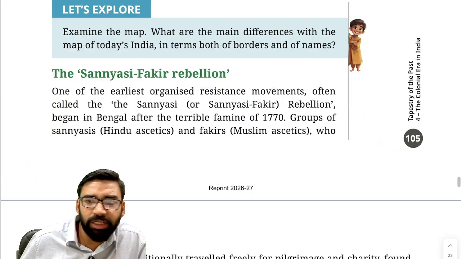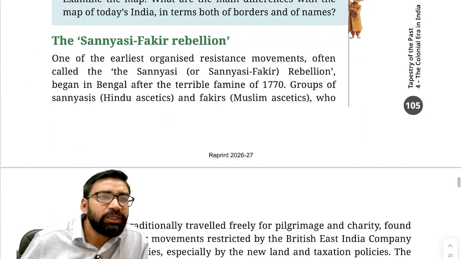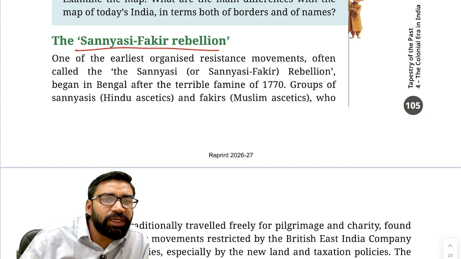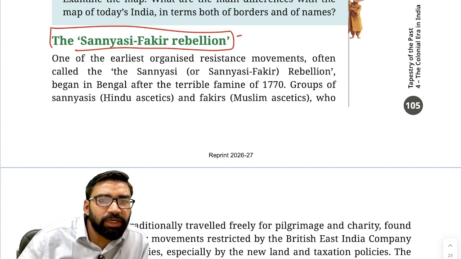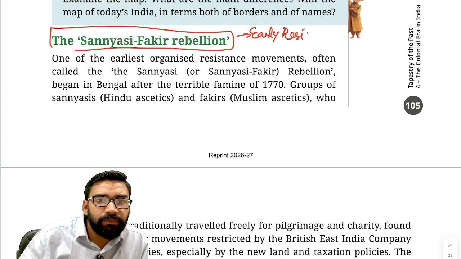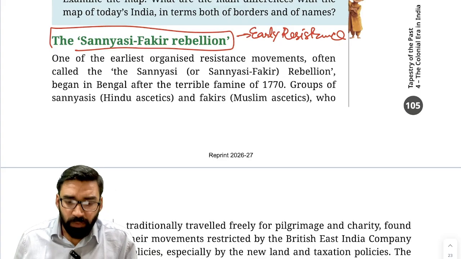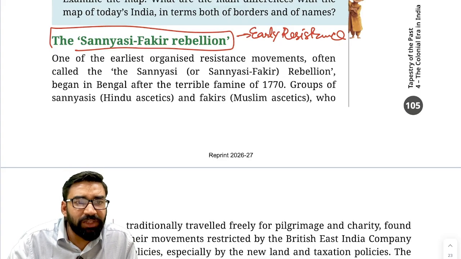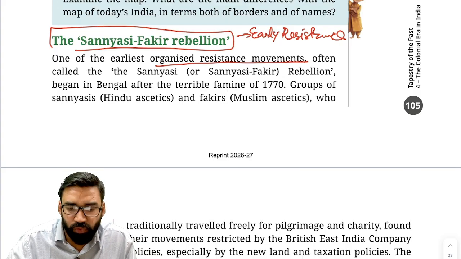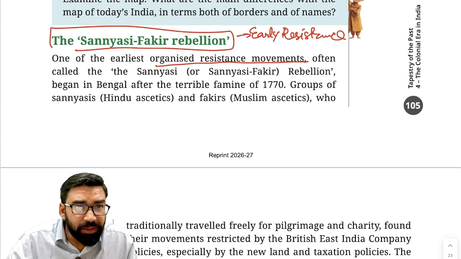Now we need to understand the early revolt, early resistance. Now we'll talk about early resistance. As you can see here, Sannyasi Fakir rebellion. This is related to early resistance. Now we'll talk about Sannyasi Fakir rebellion. This is one of the earliest organized resistance movements.